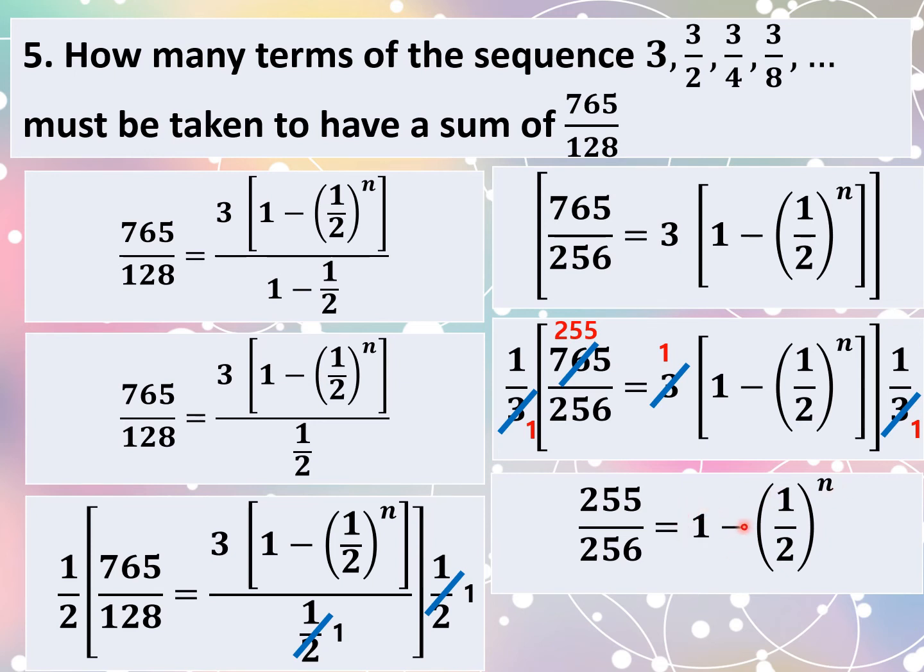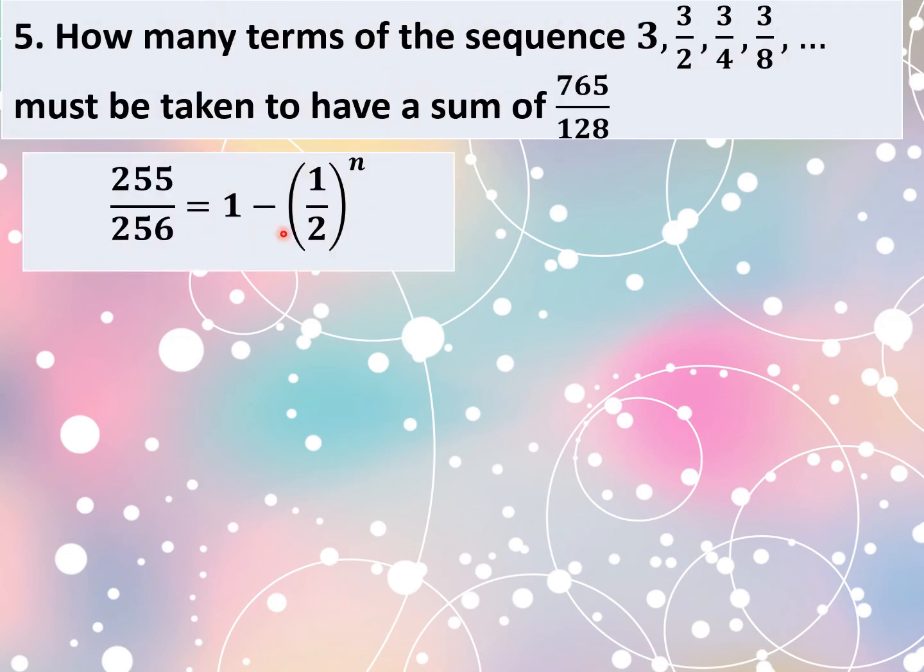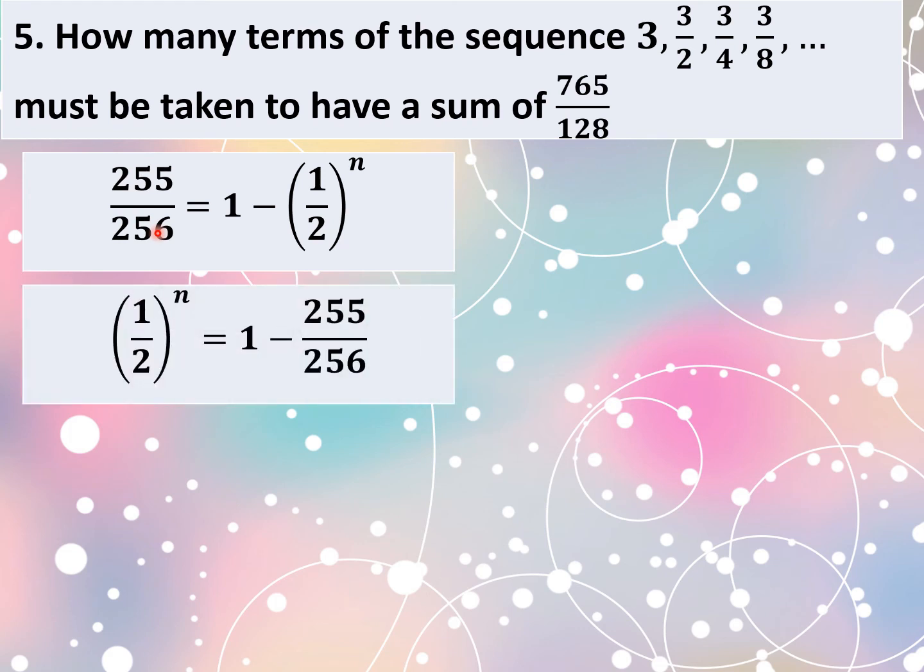So, kailangan matanggal muna natin yung 1 dito sa tabi ng 1 half raised to n. So, para mangyari yun, para ma-solve natin yung value ng n, kailangan nating ilipat or pagpalitin ng pwesto yung 1 half raised to n at saka 255 over 256. Para maging positive yung 1 half raised to n. Pag nilipat mo siya dito sa left side, positive na siya. Yung 255 over 256, pag nilipat sa right side, magiging negative. And then, kailangan i-subtract yung 1 at saka 255 over 256.